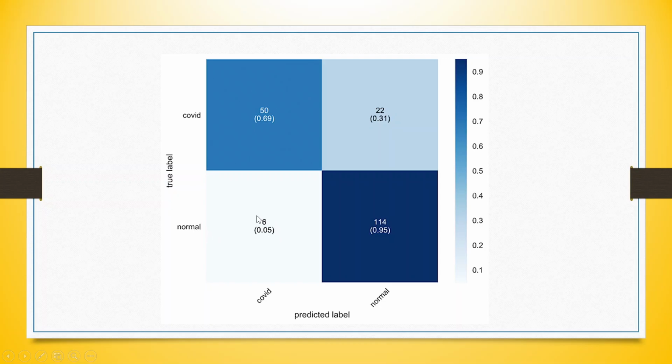But here the person is normal and the COVID kit detects that the person is having COVID. Actually, the person is normal. So this is a misclassification. Here, the person is having COVID, but the kit detects that the person is normal. So 22 plus 6 are misclassified cases.